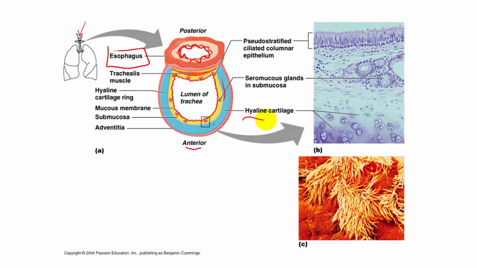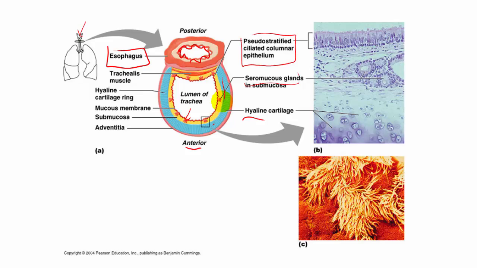You'll also notice a couple of other things in the trachea. So you'll notice the mucous membrane, which lines the lumen. Remember that mucous membrane is pseudostratified ciliated columnar epithelium. And you'll also notice seromucous glands in the connective tissue that release serous fluid and mucus.